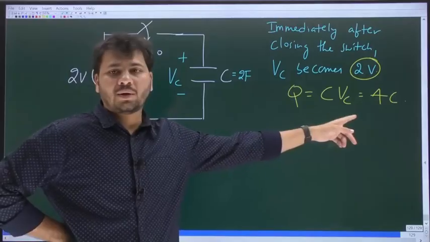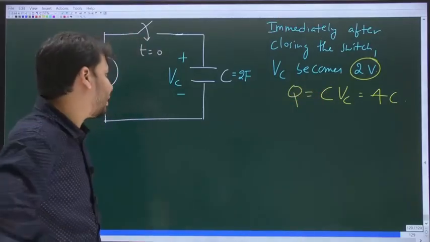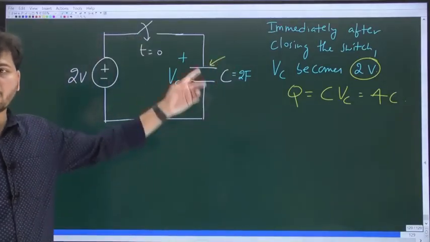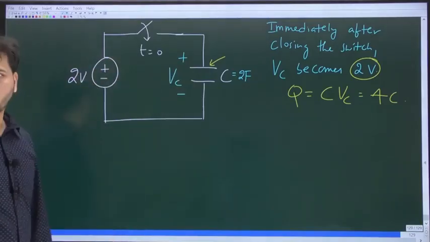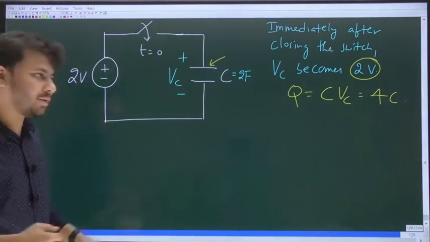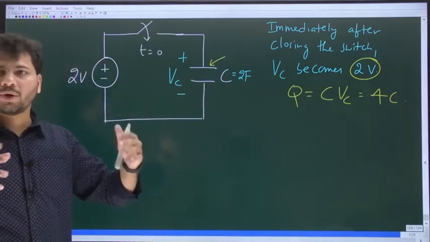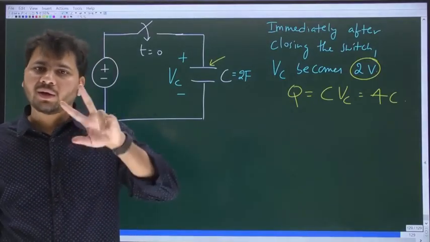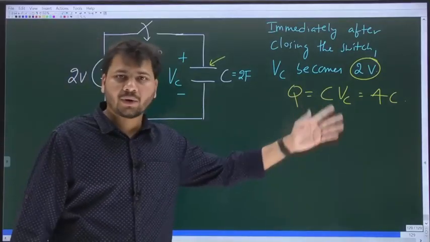So if the magnitude of the charge stored on each plate is 4 coulombs, it means the top plate is positive, because the top plate is connected to the plus of the battery. The bottom plate is connected to the negative of the battery, so the bottom plate will be negative. The top plate and the bottom plate will always carry equal and opposite charge.